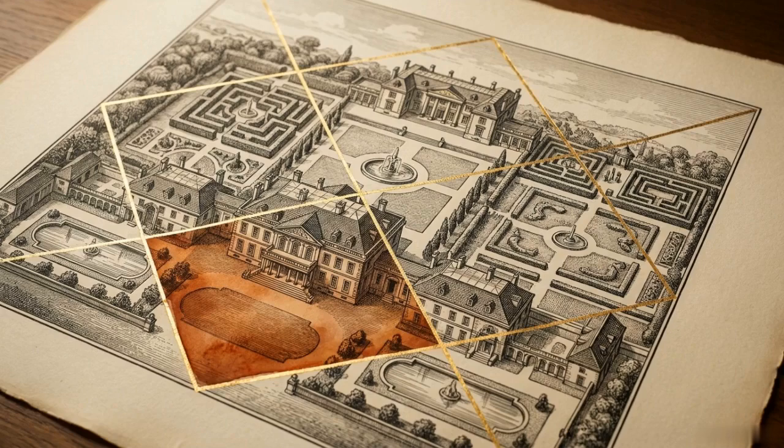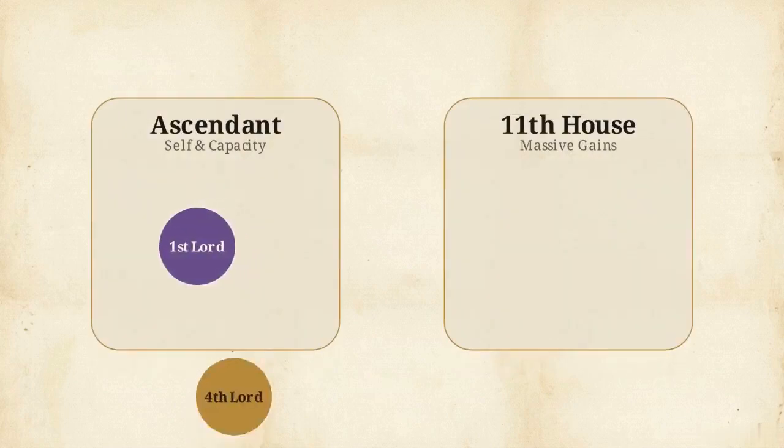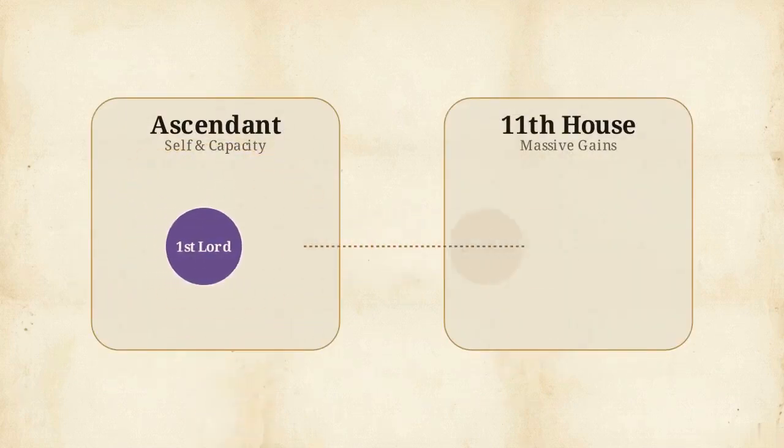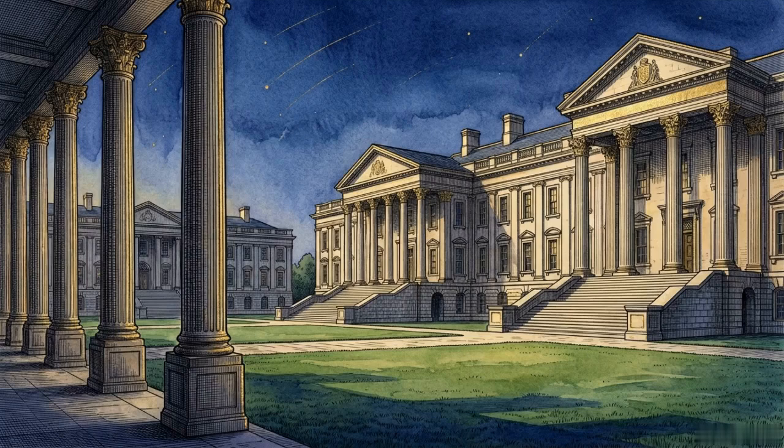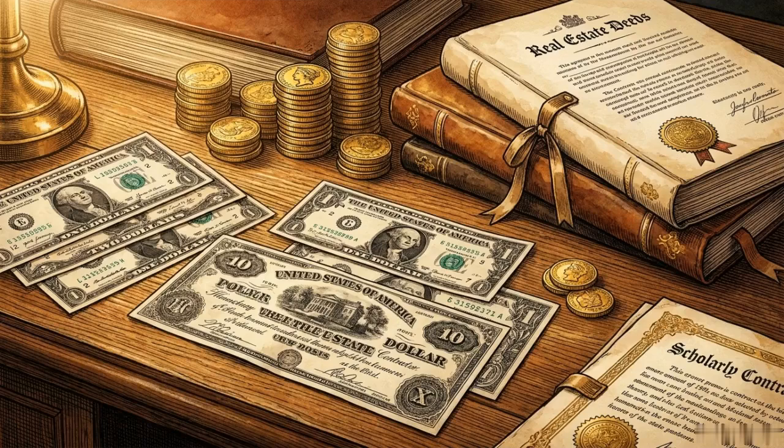We then look to the 4th house lord to see the scale of your physical assets. When the 4th house lord joins the ascendant lord or moves into the 11th house, it suggests wealth generated through large-scale property or public institutions. These specific placements indicate a high capacity for turning standard income into concentrated capital.